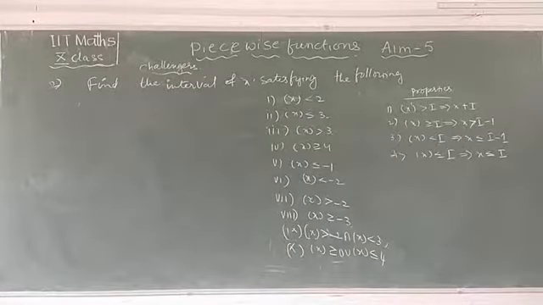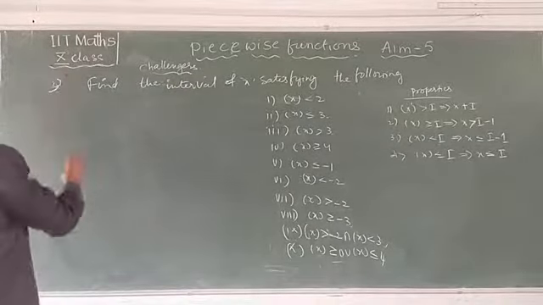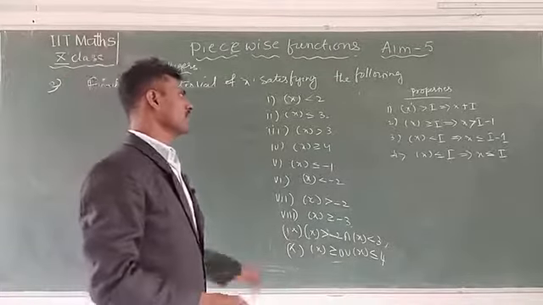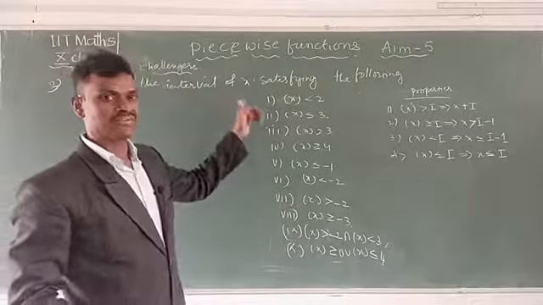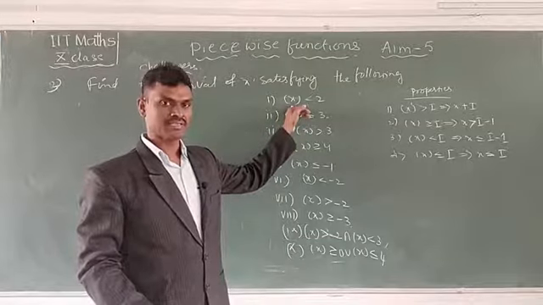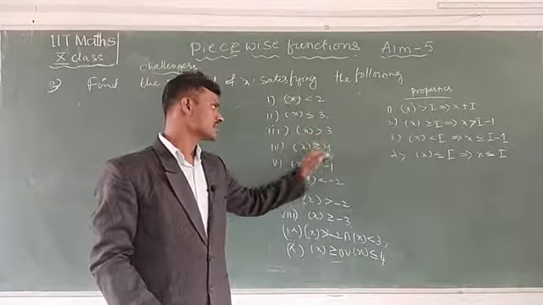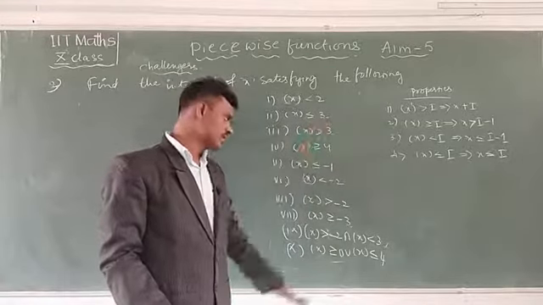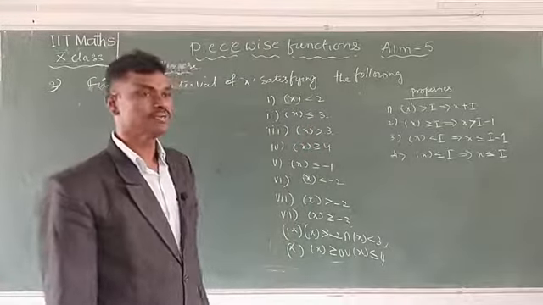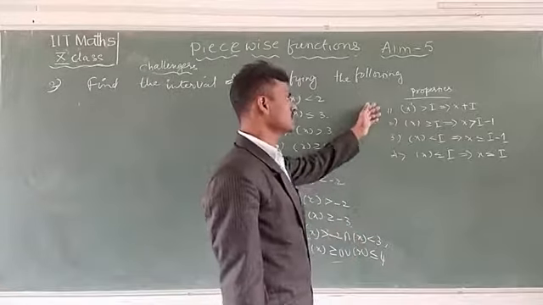Okay, next, the third one is: find the intervals of x satisfying the following. Here is the least integer function step x: step x is less than 2, step x is less than or equal to 3, step x is greater than 3, step x is greater than or equal to. In total, 10 questions are given. We have to follow some formulas and properties.